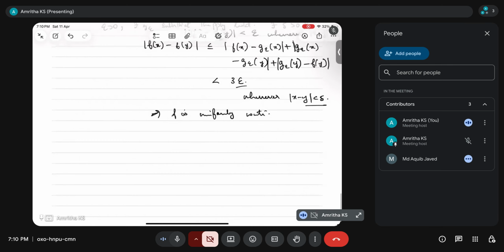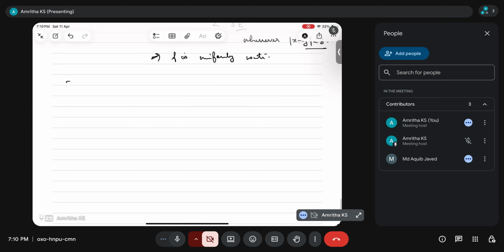Now another question. You know periodic function, right? Yeah, f from R to R, then f is periodic if there exists a number p greater than 0 such that f of x plus p is equal to f of x, for all x in R. p is the period there.